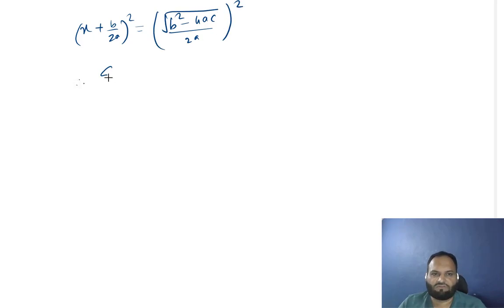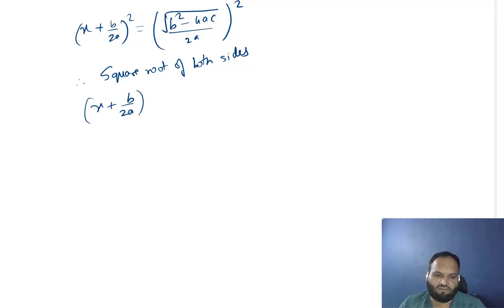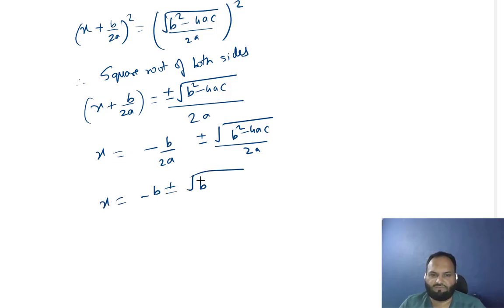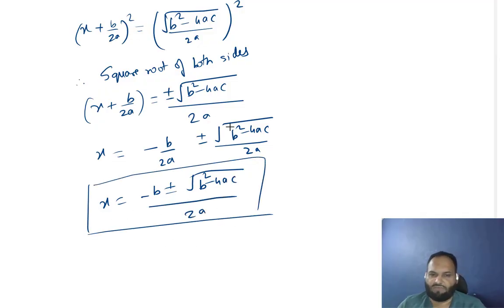So therefore square root of both sides, we will get x plus b by 2a is equal to the square root of b square minus 4ac upon 2a. Here I will write plus minus. So x is equal to minus b by 2a plus minus the square root of b square minus 4ac upon 2a. So x is given by minus b plus minus the square root of b square minus 4ac upon 2a. This is called the quadratic formula method.